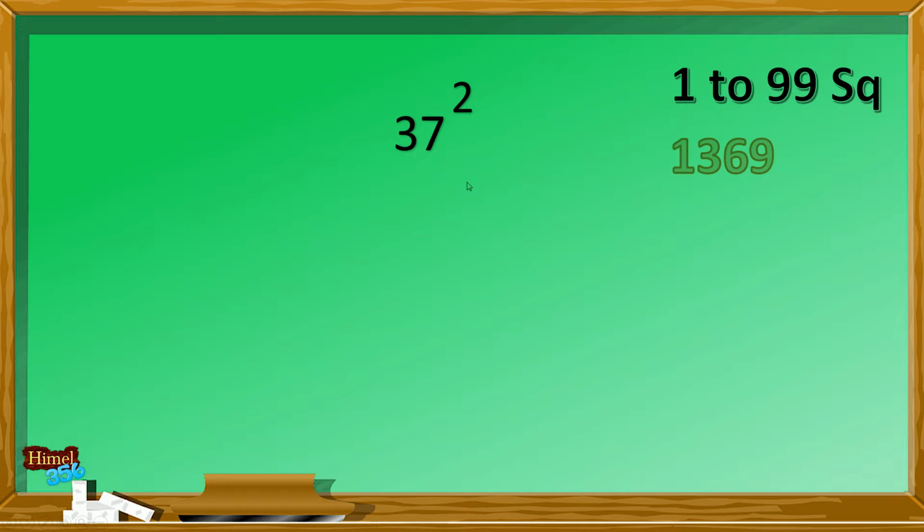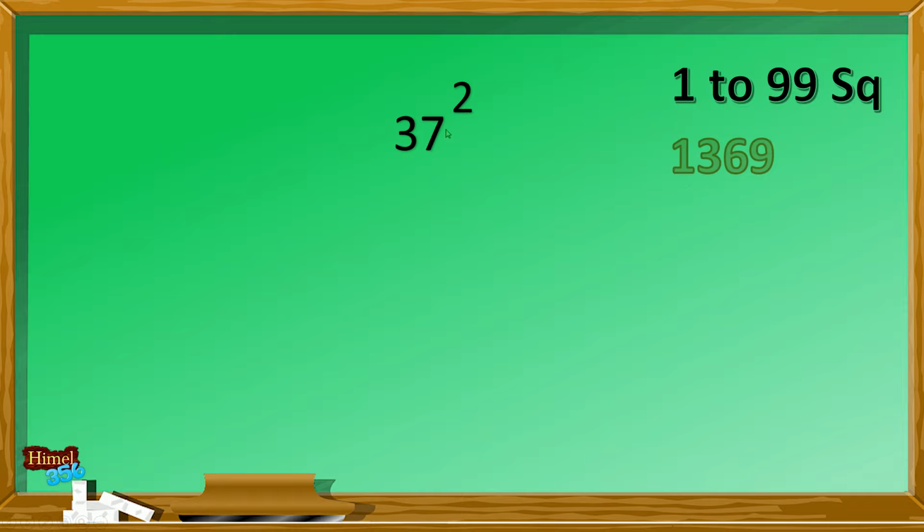So the answer is 1369. Those who got it right, congrats. And those who are still struggling, don't worry, I will show you a method which you can use to show your friend that you can do it too. So let's do it. So the square of 37 is 1369. So how can we get that?